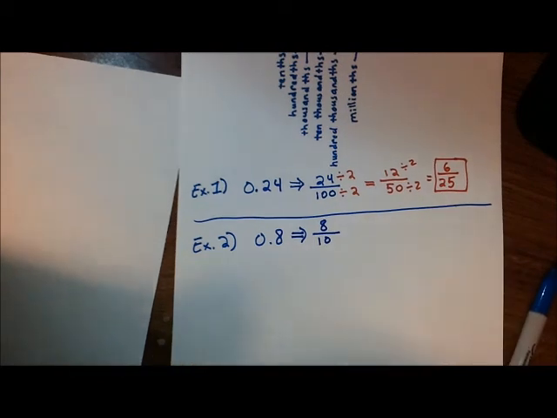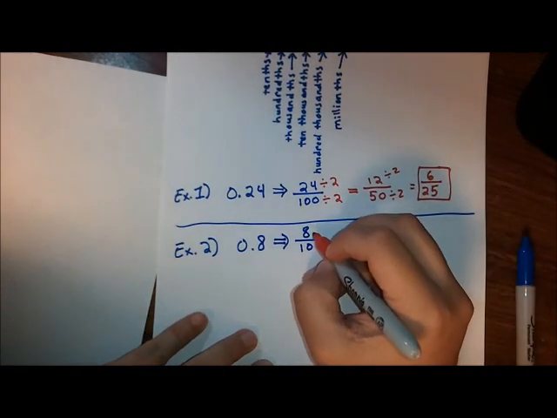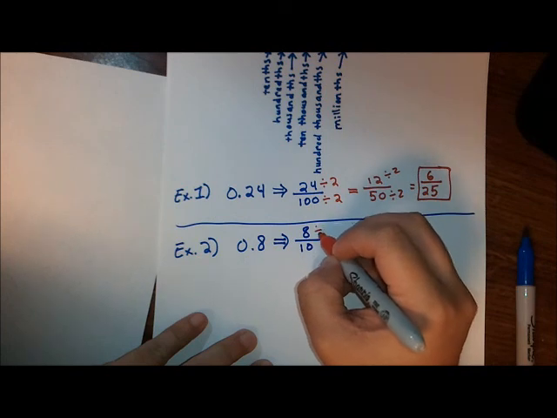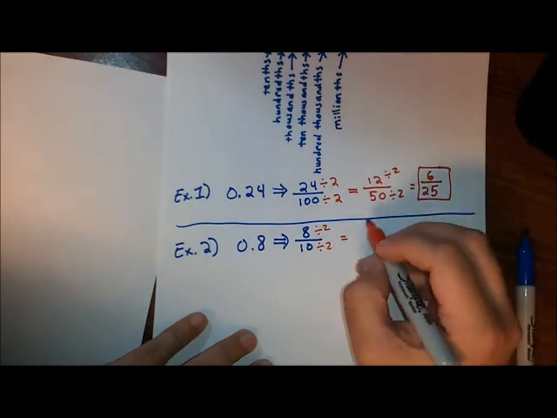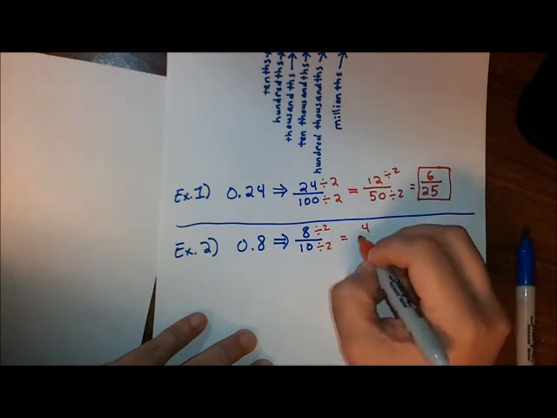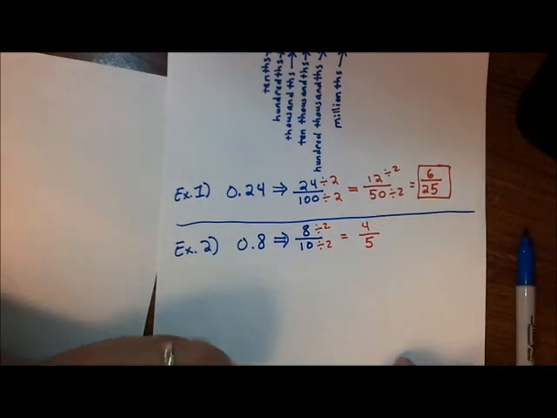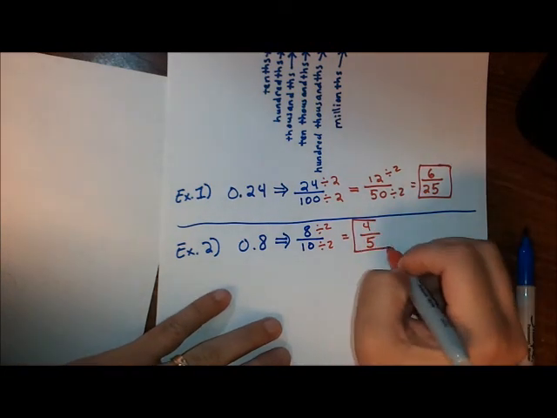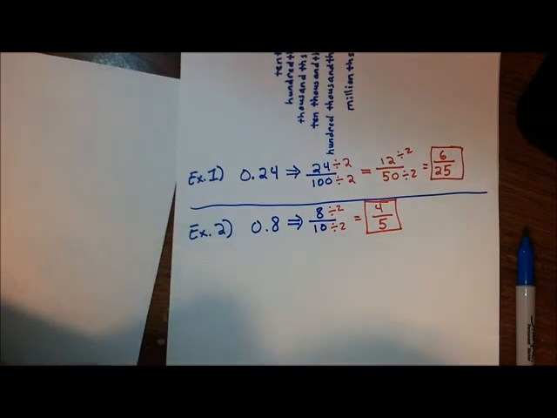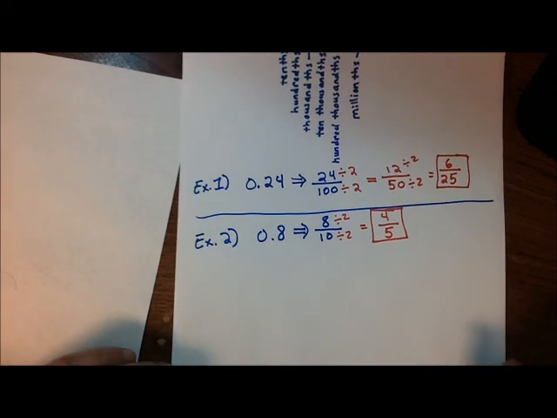Sure we can. Both numbers are divisible by 2. 8 divided by 2 is 4. 10 divided by 2 is 5. Our fraction in the simplest form is 4 over 5. Now if you're having trouble remembering the place value names, I'll show you a little trick here.